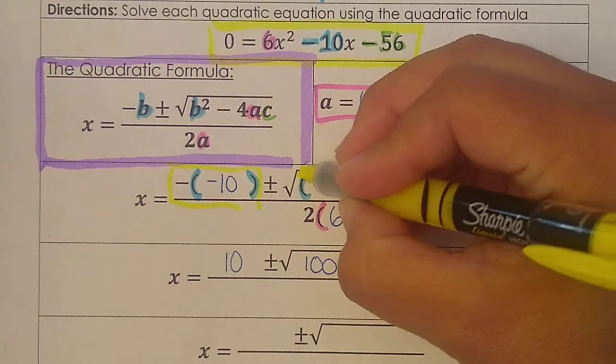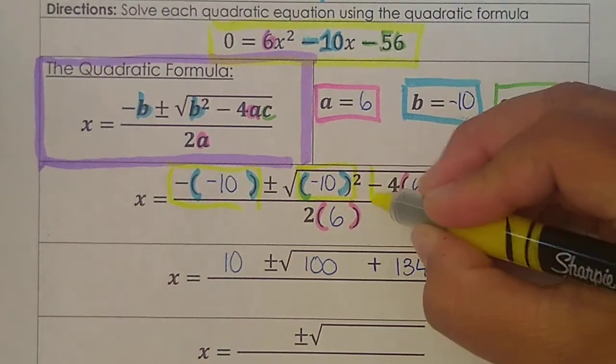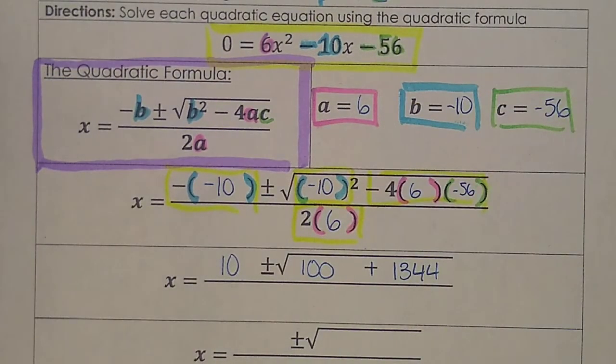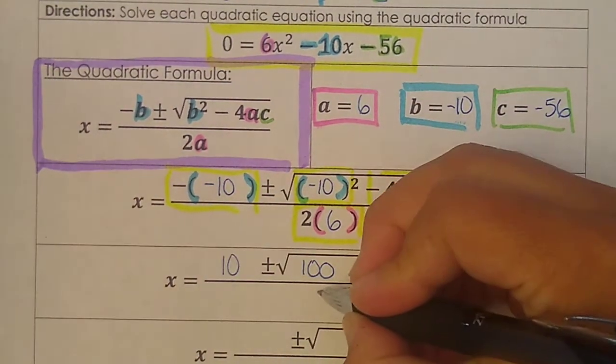So I've taken care of this set of parentheses, this set of parentheses, and now I just need to deal with my multiplication in the denominator. 2 times 6 is 12.